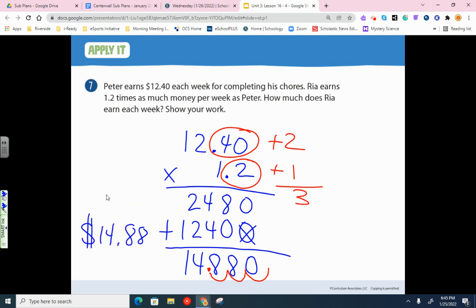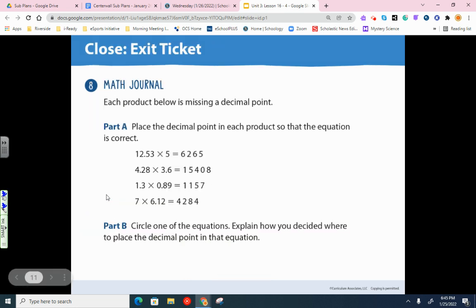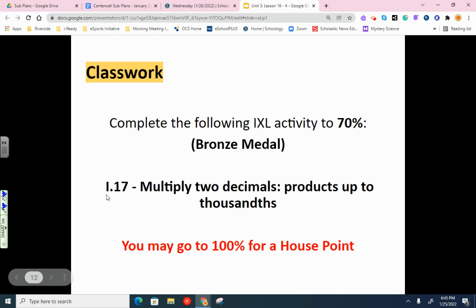Again, we're skipping 8. And let's look at our classwork. So IXL is the very next lesson. We did 3 in a row, and today is I-17. You're going to multiply 2 decimals, and your products or your answers could be up to the thousandths place. You'll probably get a few of those, but not every one. But the limit will be the thousandths place. All right, good luck, and let me know if you need any help.